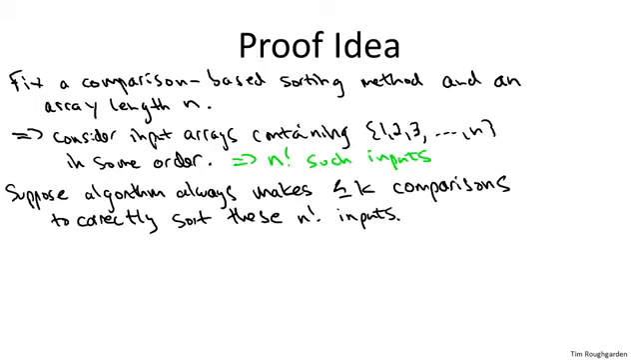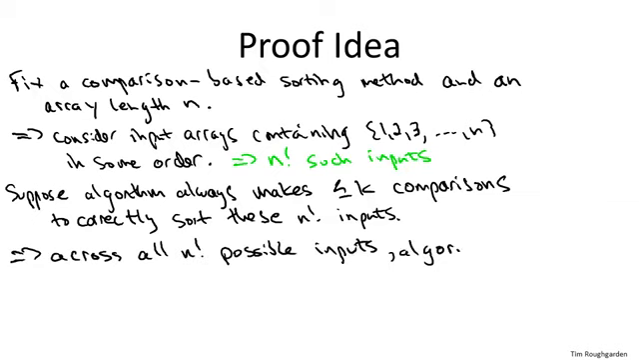The idea behind the proof is that because we have n factorial fundamentally different inputs, the sorting method has to execute in a fundamentally different way on each of those inputs. But since the only thing that causes a branch in the execution of the sorting method is the resolution of a comparison, and we have only k comparisons, it can only have 2 to the k different execution paths. So that forces 2 to the k to be at least n factorial, and a calculation then shows that that forces k to be at least omega of n log n.